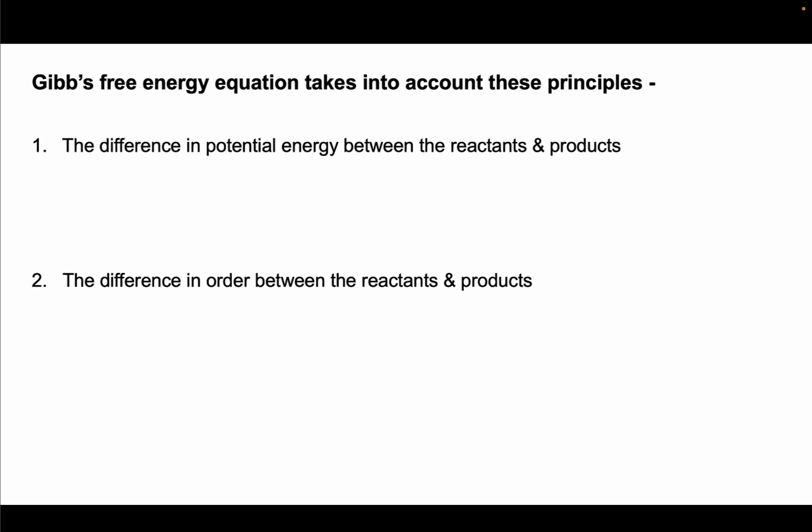Okay, so we've talked about when a reaction is spontaneous. And scientists have developed an equation called the Gibbs free energy equation that takes into account these principles and allows us to determine whether a reaction will occur spontaneously. It takes into account the difference in potential energy between the reactants and the products, and the amount of order between the reactants and the products.